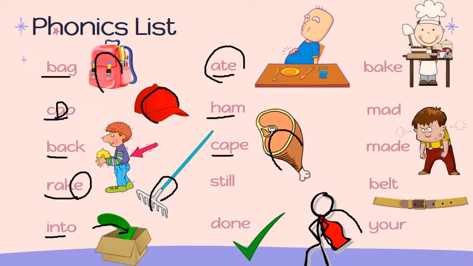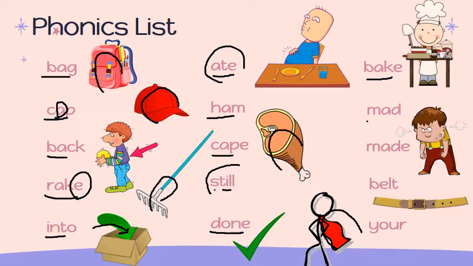Now we have the word still. Still is related to previous rules. It's short I. We can hear the short I sound in the word still. Here we have the word done. Here we have the word bake. Bake. We can hear the long A sound in the word bake.